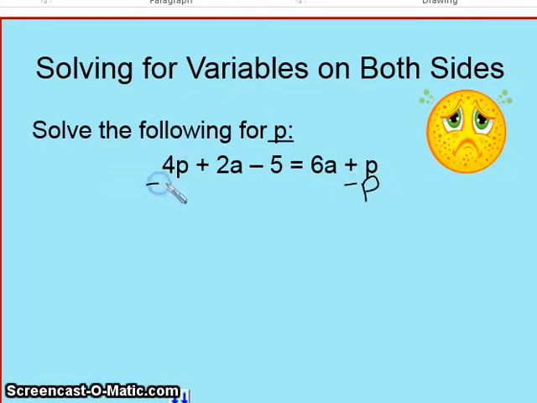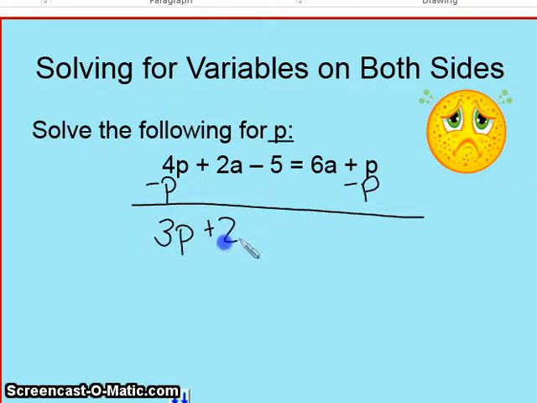And if I do that to the right side of the equation, I have to do it to the left side also. So I have 4p minus p, which is 3p, plus 2a, minus 5 equals 6a. Alright, so here's p. I'm trying to get p all by itself. So p is going to stay where it is. It's not going to move.